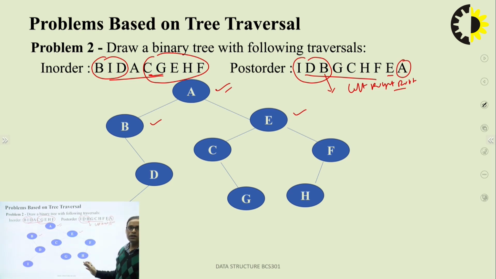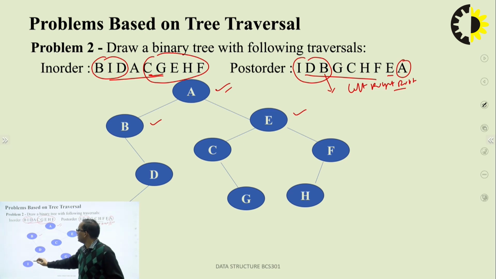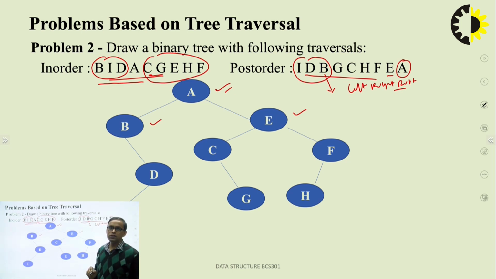So let us verify whether this tree is right or not. Traverse it in in-order manner: left, root, and right. Here there is no left of B, so B will be written first, then I, D, A. After that C, G, E, H, F. So this is correct.